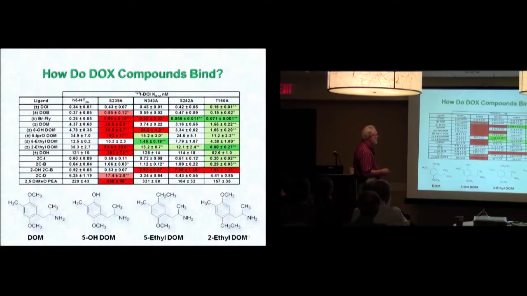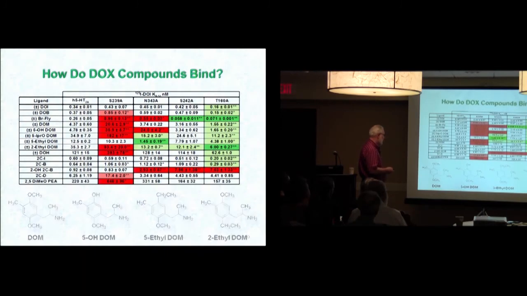And 343, you see it goes up and down depending on what you have here, so we haven't really figured that out. Serine 242 has almost no effect on most of these phenethylamines. And so we're kind of puzzled as to what the 2-methoxy is doing. But threonine 160, when we mutate that, almost all of these have increased affinity. So threonine 160 is involved in some way that no one has yet fathomed completely.